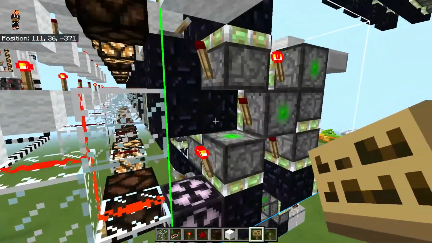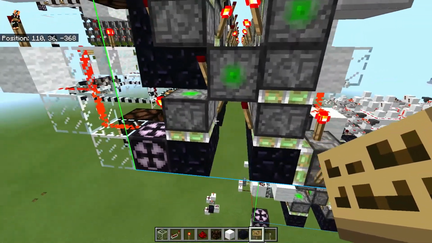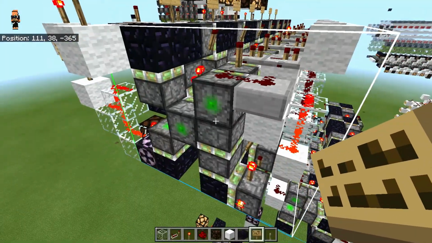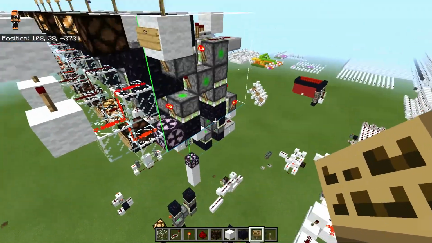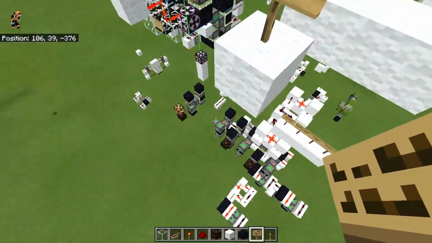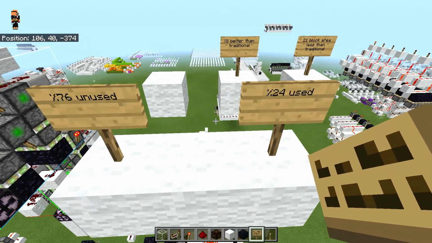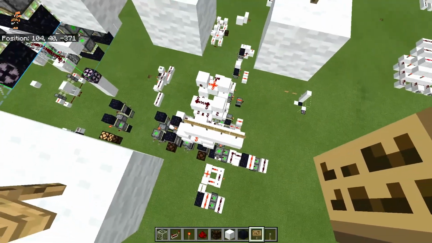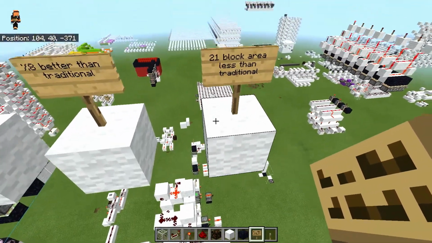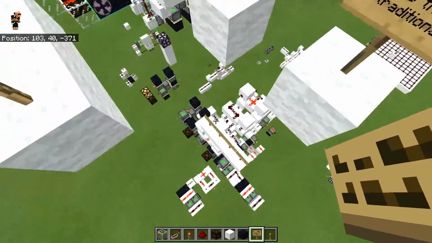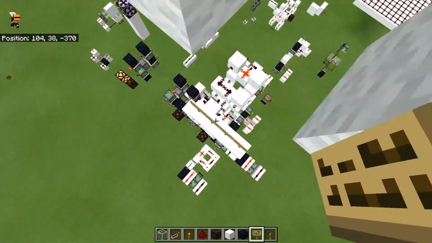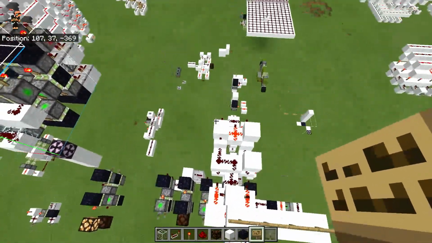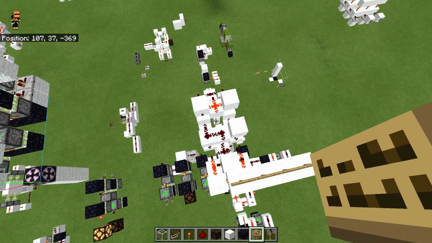Now, not only does this adder take up less space ultimately, but it's also more space efficient. In fact, only 12 blocks out of the 95, I do believe. What are the numbers? So here it is right here. This is 8% better than the traditional adder, and it uses 21 blocks less than this right here. So it's 21 blocks smaller in mass compared to this adder right here per bit.